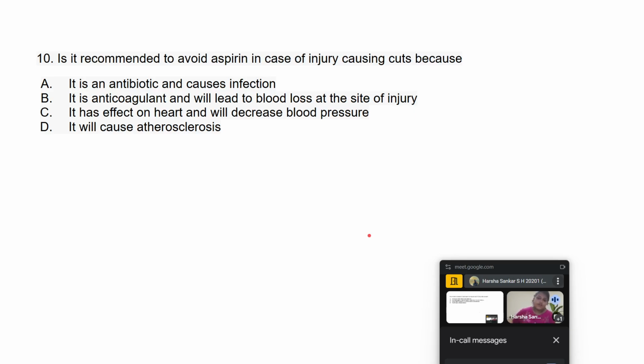Is it recommended to avoid aspirin in case of injury causing cuts because: option A, it's an antibiotic and causes infection. Option B, it's an anticoagulant and will lead to blood loss at the site of injury. Option C, it has effect on heart and will decrease blood pressure. Option D, it will cause atherosclerosis.